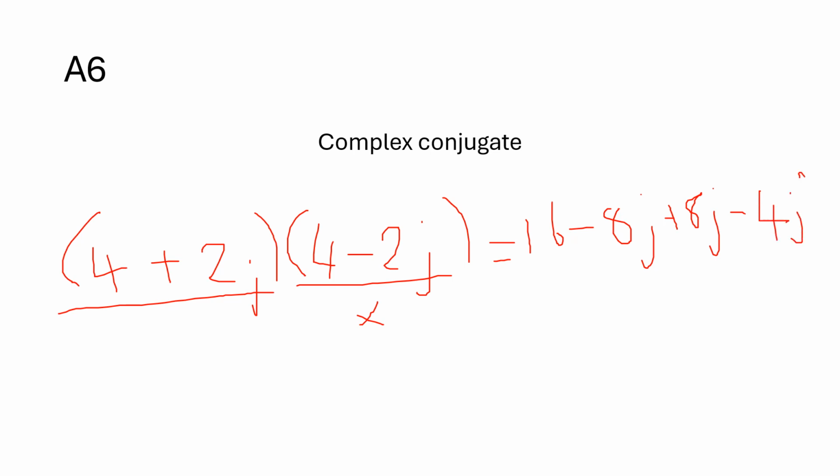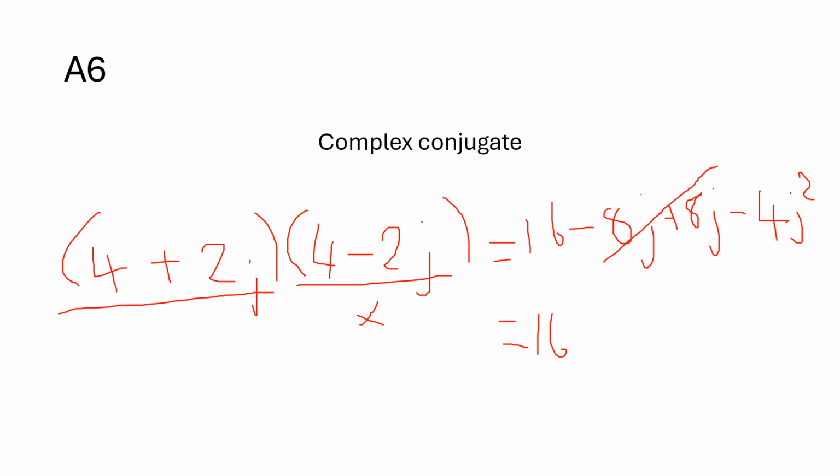negative 4j squared. Okay, remember this is a complex number. You can start with a j on that side or j on the other side. It's actually up to you. So both of the methods are correct. So now you will have what? 16, and then negative 8j with positive 8j will cancel out. It will just be equals to 0.